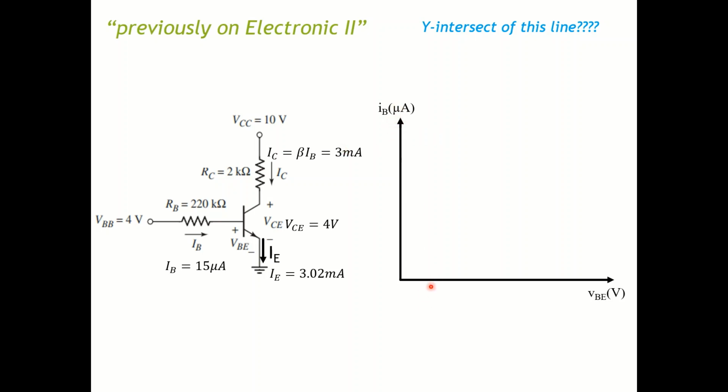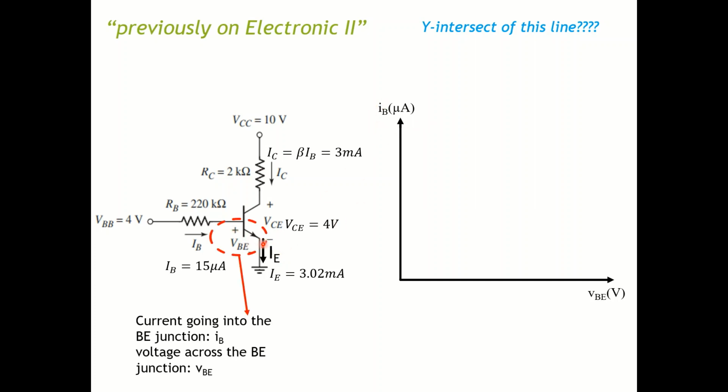If I plot two parameters on this graph, on the x-axis I have small v, VBE, which is the voltage across this BE junction, and IB, which is the current going into the BE junction. It should be similar to this IB. However, you have to know that this IB current will change if this voltage changes also. So now we want to study the relationship between these two values.